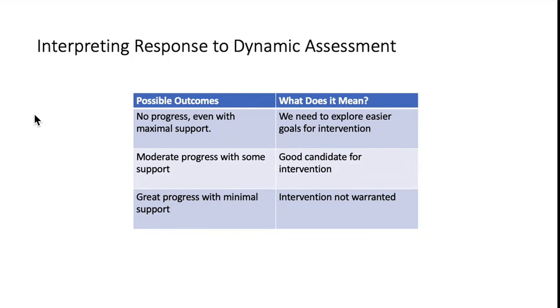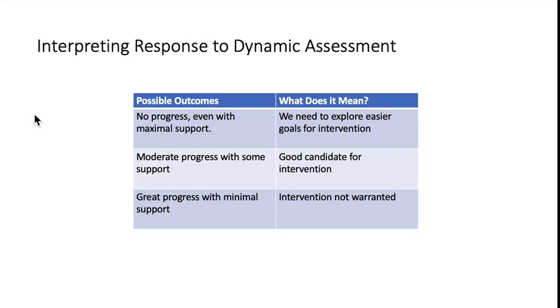So we can see that Anthony made a number of errors. When he was given an auditory cue, he was able to improve some of those productions, but most of the time he needed that visual cue to successfully produce the word. So what that tells us is I would put him in the middle category here. He made moderate progress with some support.